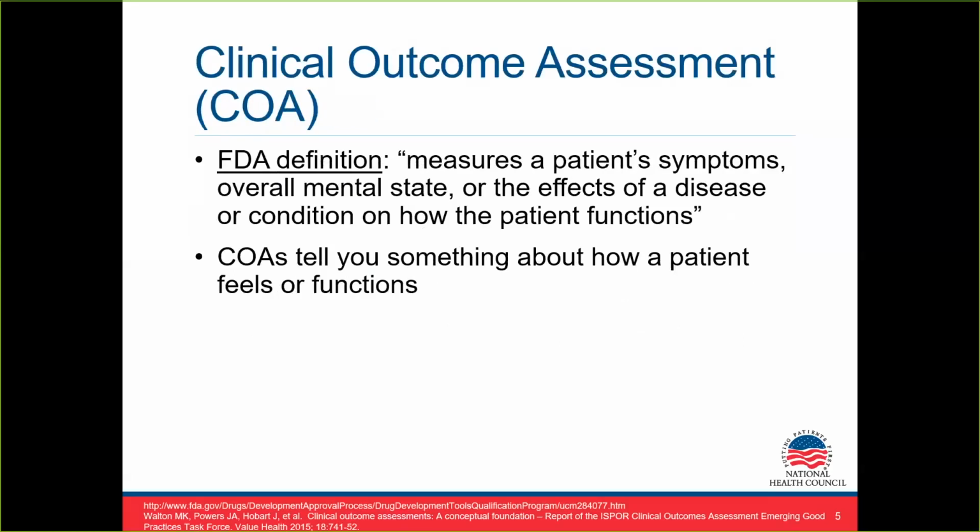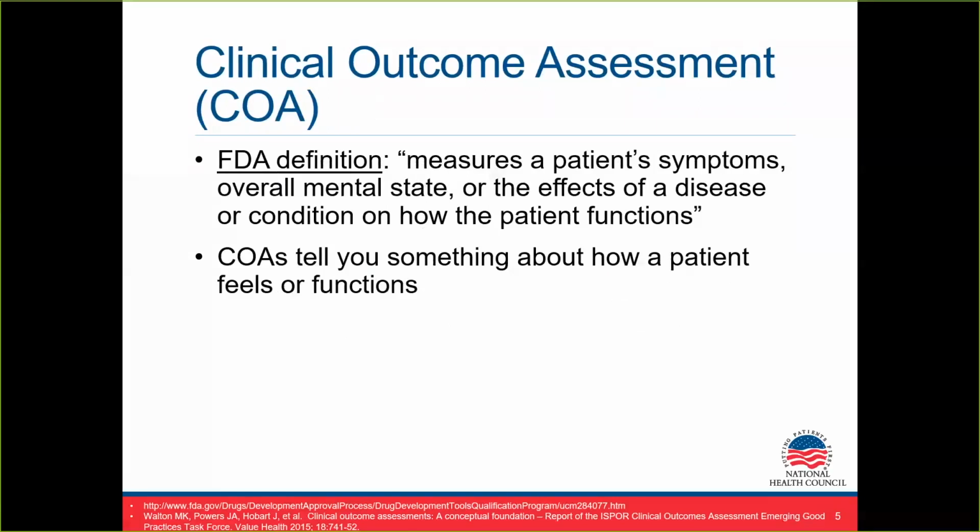So before we get started, we wanted to just quickly review what is a clinical outcome assessment. Here we have the FDA's definition of a COA, and it is something that measures a patient's symptoms, overall mental state, or the effects of a disease or condition on how the patient functions. Essentially, they tell you something about how a patient feels or functions.